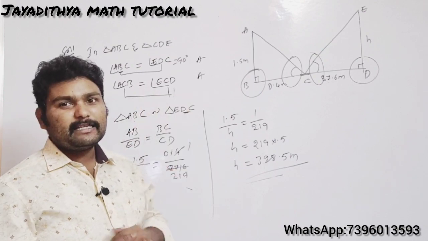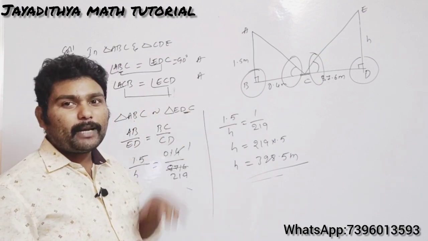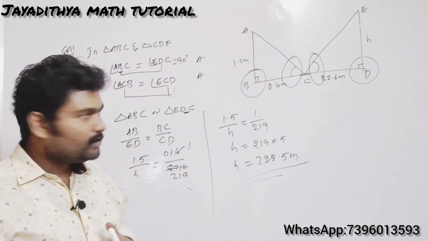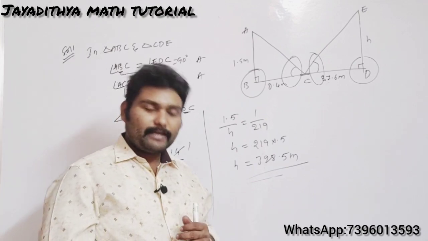First of all, write which angles are equal here. Then write the similar triangles, take the corresponding sides ratio, and then substitute the values. If you directly substitute all the values, your problem will be wrong. Okay, let us go to the next problem.